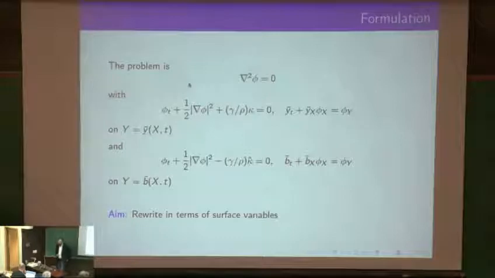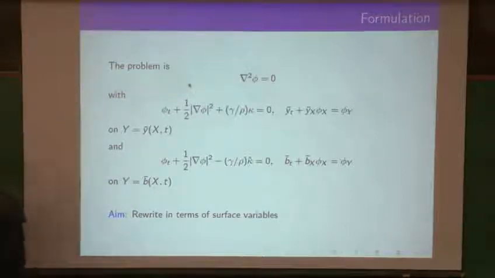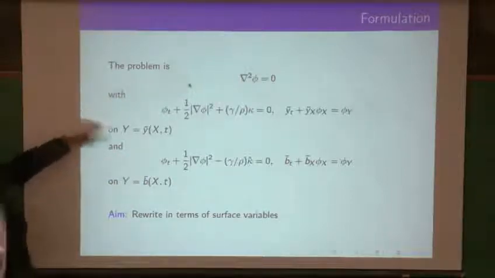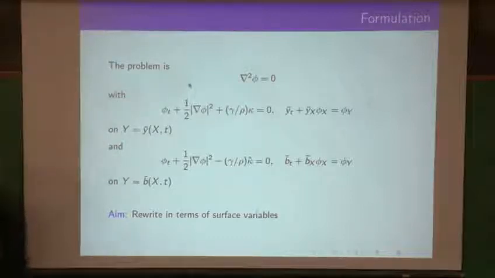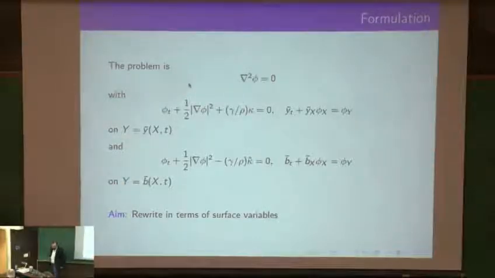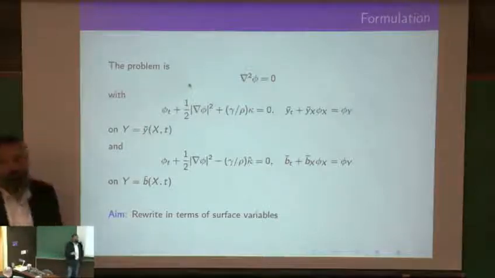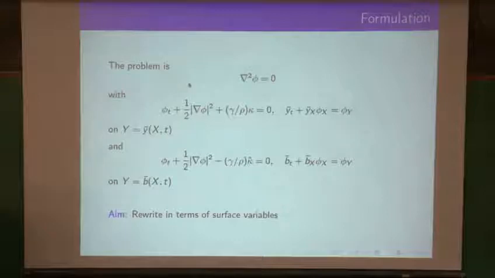Okay, so again, you've seen these things already this morning, but there's no gravity in these things. Gamma is the surface tension, kappa is the curvature. You have the upper wave, the lower wave equation. This is the physical plane, so y bar is the upper in some sense because we have no gravity, and b bar the lower one. As usual in these problems, you have to find phi, y bar, and b bar.